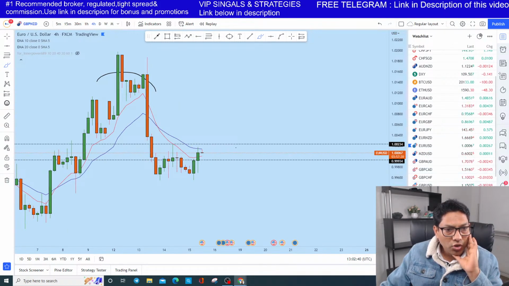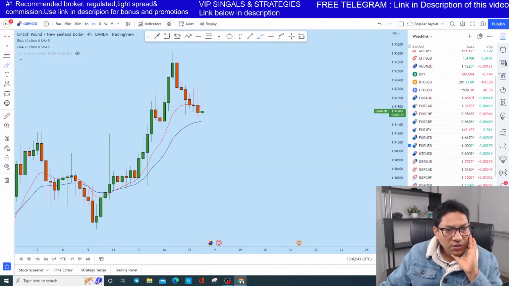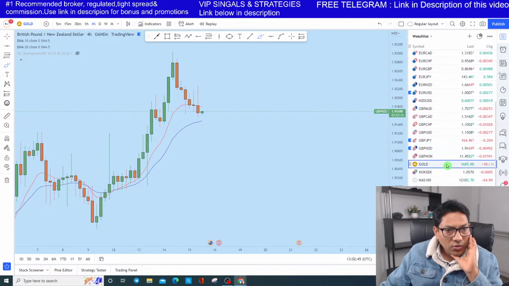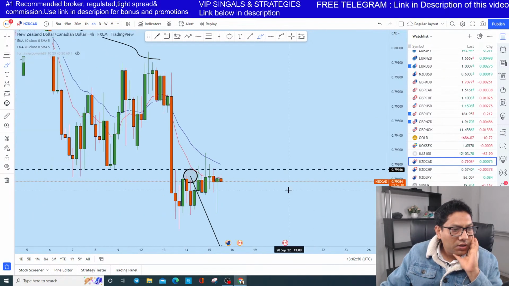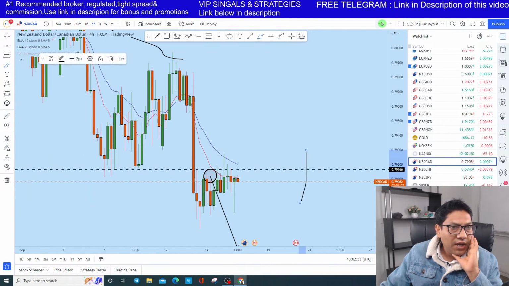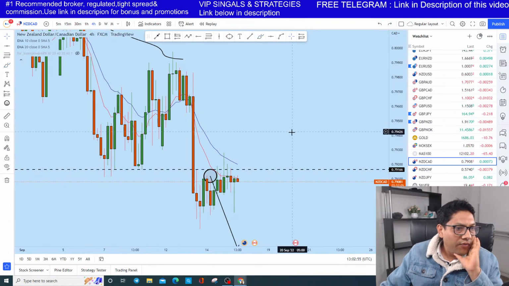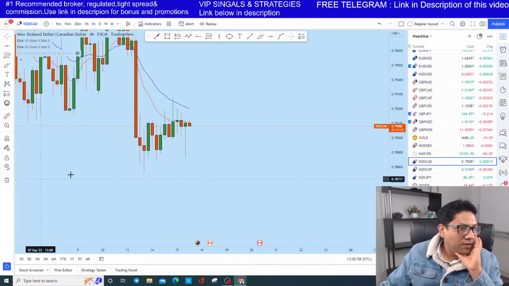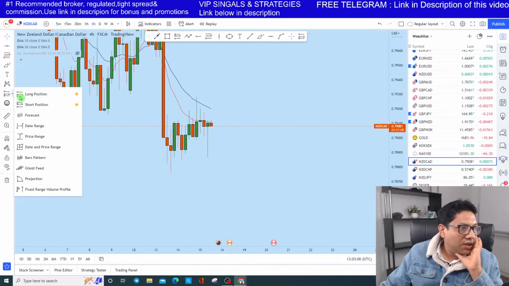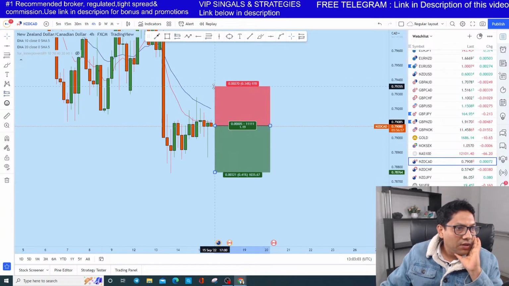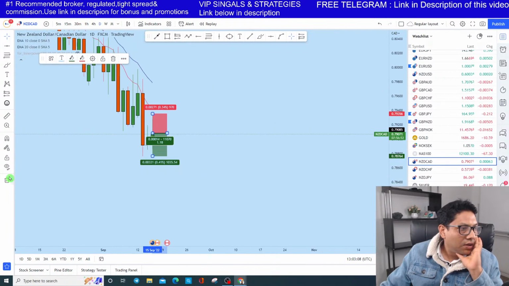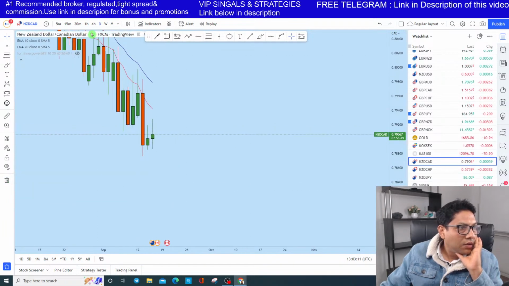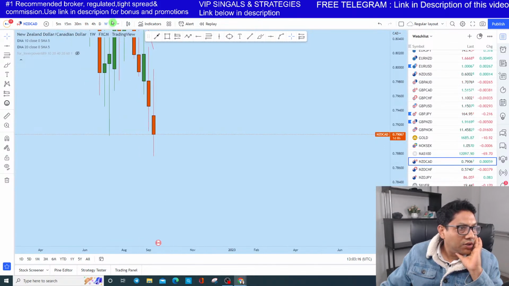So let's shortlist some of the pairs. What's happening with gold? Yeah, bearish. NZD CAD, very strongly bearish. There is a hanging man, okay, on NZD CAD. Outsell this hanging man. Let me look at the daily. Yeah, it's a bearish price action. Weekly bearish, monthly.